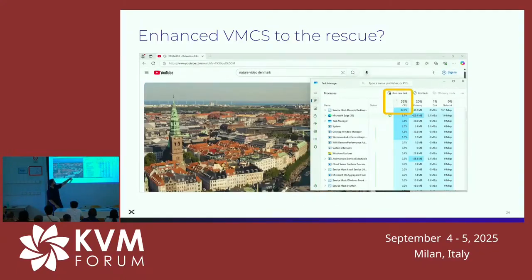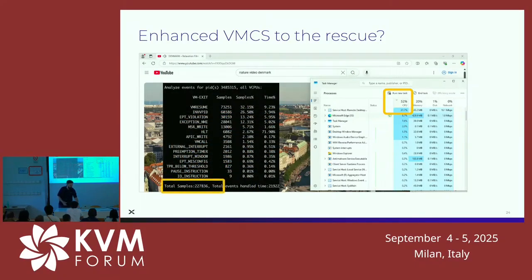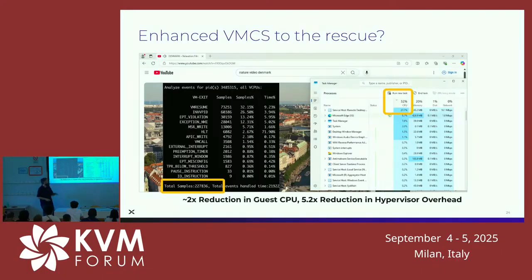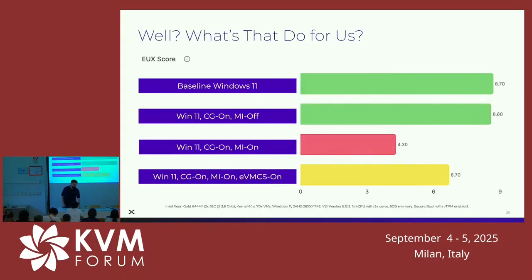You can see my red goes to yellow here. We're using 52% CPU, but this is a fancy video. It's CPU intensive. We can see that just doing that has cut our overhead down by 5.2 times to 200,000 exits per second, but that's still a lot just to use remote desktop. It seems kind of excessive.